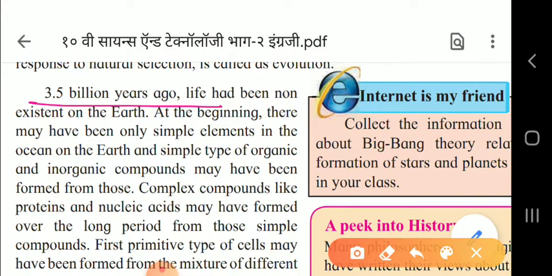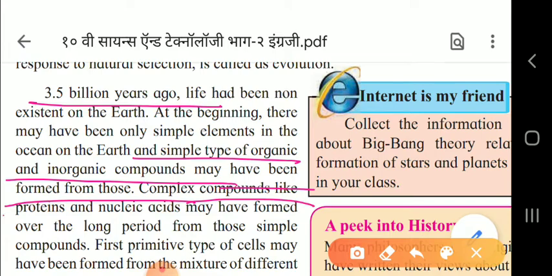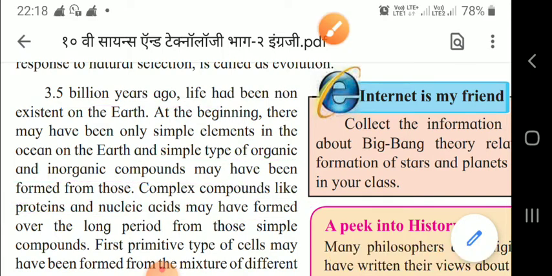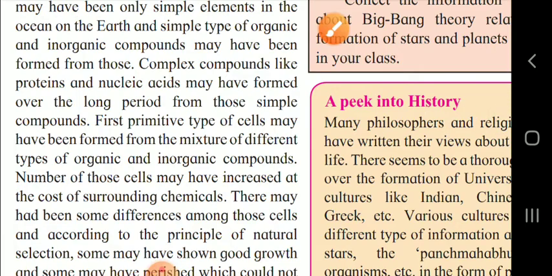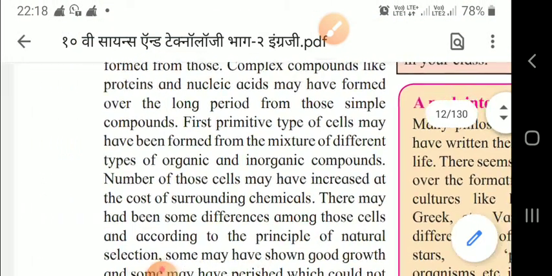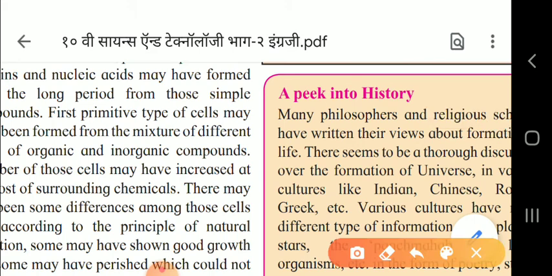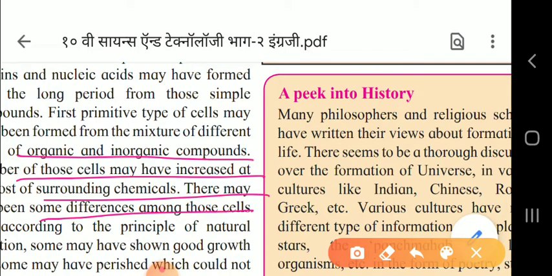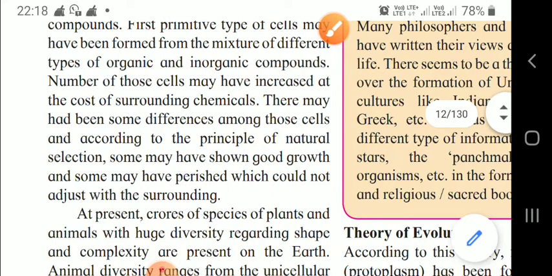Afterwards, simple types of organic and inorganic compounds may have been formed from those, and they formed complex compounds like protein and nucleic acid. They also might have formed first, and after that the primitive cell was formed. Primitive means a premature type of cell was formed. So we can see here, children, how from these organic and inorganic substances the premature type of cells were formed.